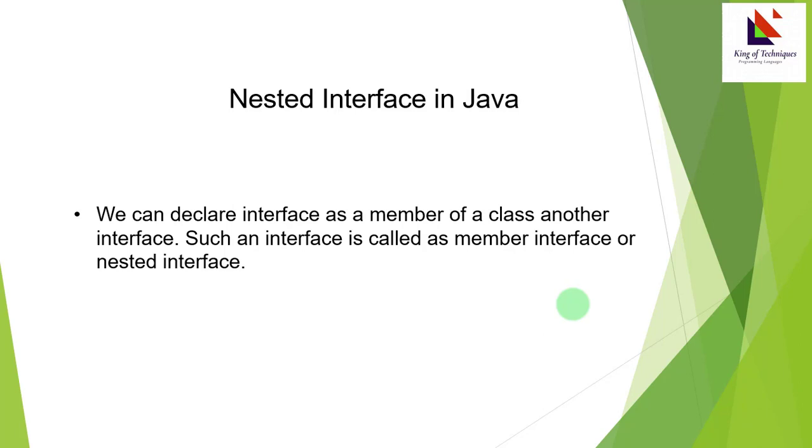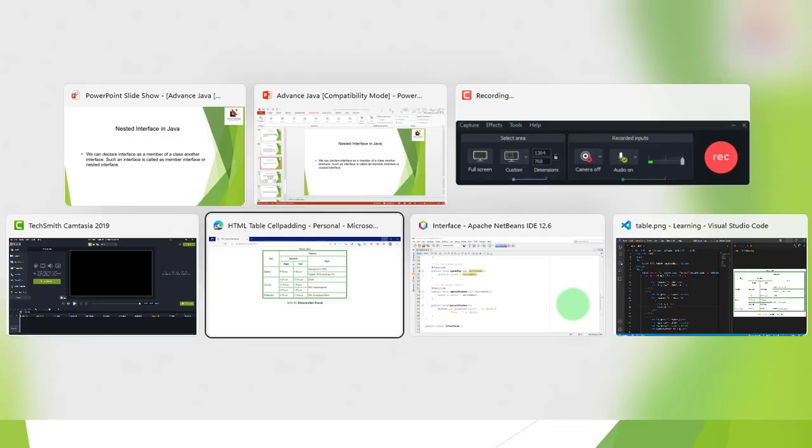When we want to call the interface that is a member of a class, we use the class name dot interface name to access the interface and implement the interface methods. Let's jump to NetBeans and work on the interface practically.